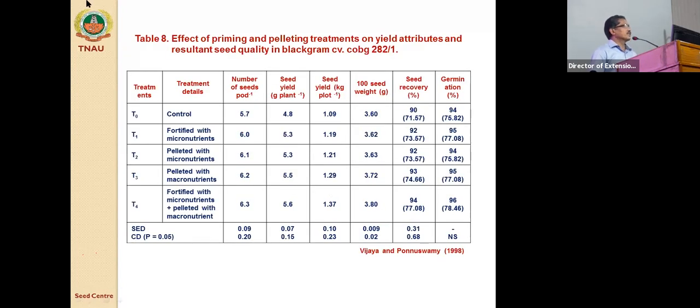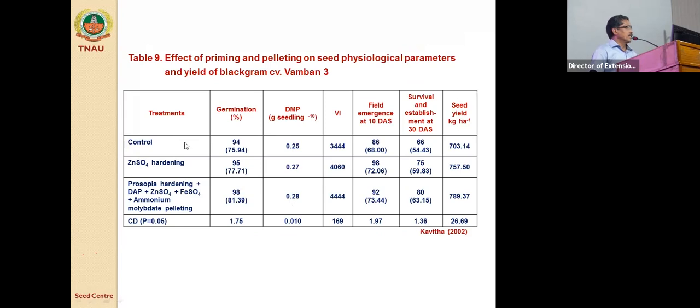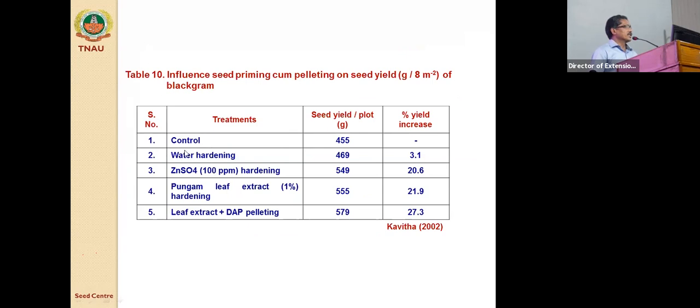And here this is black gram. Black gram also we have conducted similar types of studies, and we have recommended this. And again, this is black gram only. Here, this is the control; the final data I am just presenting. The control yield is this much, and with water hardening there is not much difference, whereas with zinc sulfate hardening we could improve the yield.